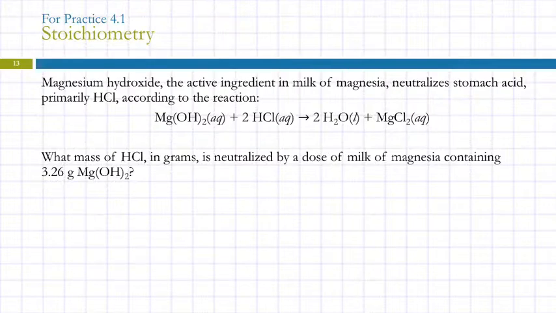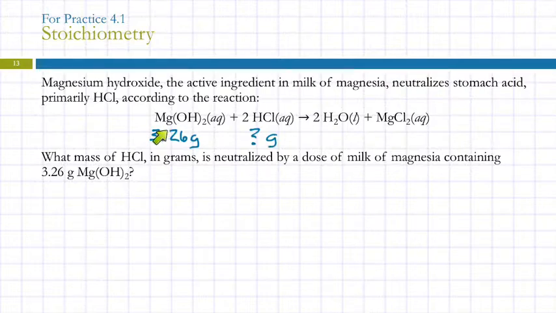So we've got all the words. We've got the balanced chemical equation. Let's use it to organize. Here I've got a number. This problem's nicer. It only gives us one number, so we don't have to worry about which one to use. This is grams of magnesium hydroxide, so I'm going to write that number and its unit under magnesium hydroxide, 3.26 grams of that. Question: what mass of HCl? So here, question mark, grams.